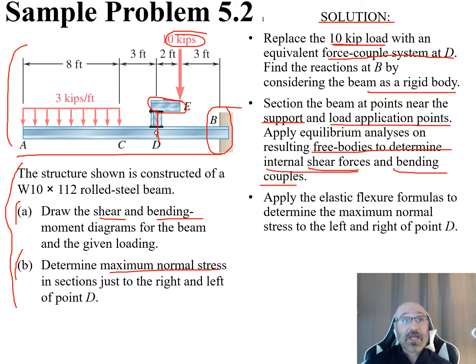Then last, to get down to our part D or part B down here, where we're determining our maximum normal stress, this is where we're going to apply the elastic flexure formulas to determine the maximum normal stress to the left and the right of point D. So this time, again, we're sectioning it there and there, at the left and the right of point D.